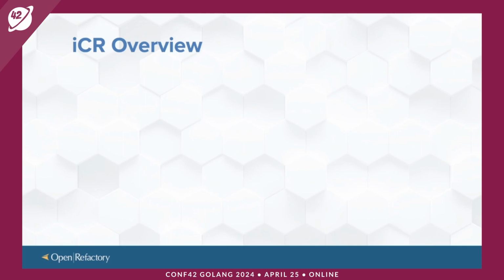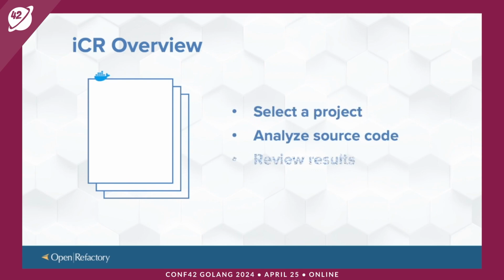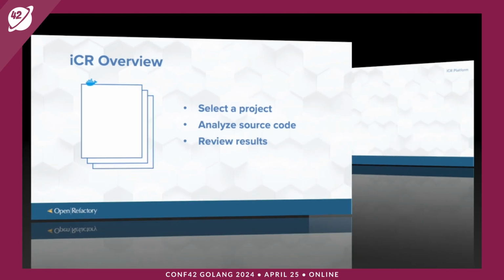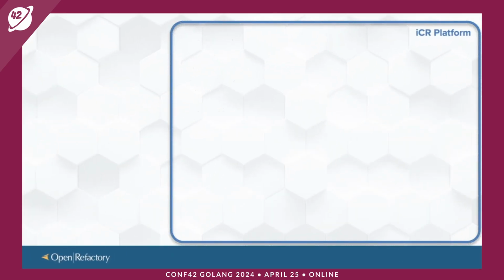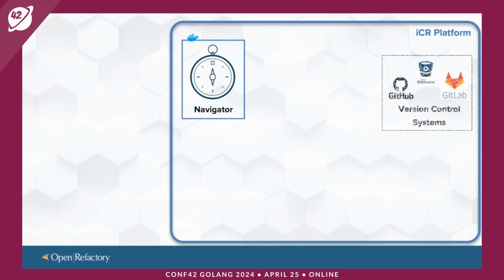ICR is a suite of Docker containers that control access to your code repositories, analyzes your projects, and allows you to review and accept the results. The Navigator is accessed via a web browser, and it authenticates each user and provides a view of the user's repositories. Repositories are accessible through many popular version control systems, such as GitHub, GitLab, and Bitbucket.